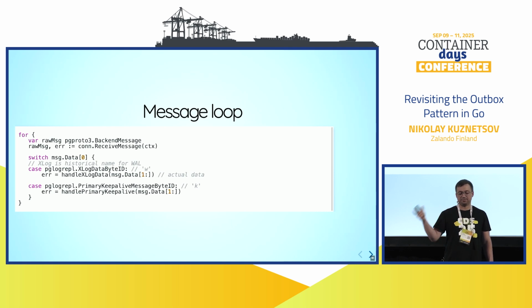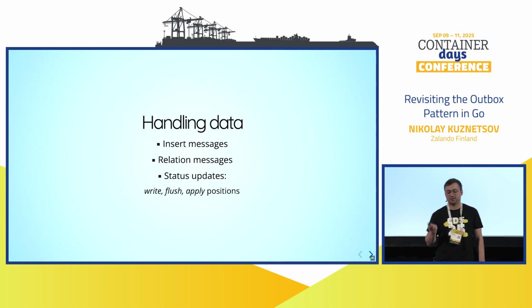If there are actually changes happening in the table in Postgres, then they start to be streamed to us. So we have to handle them in a message loop in a single goroutine. We decode the messages. A message can be of two flavors: data or a keepalive health check. And if it's a data message, there are still multiple cases. It can be an insert message, which we are interested in because we inserted an outbox message.